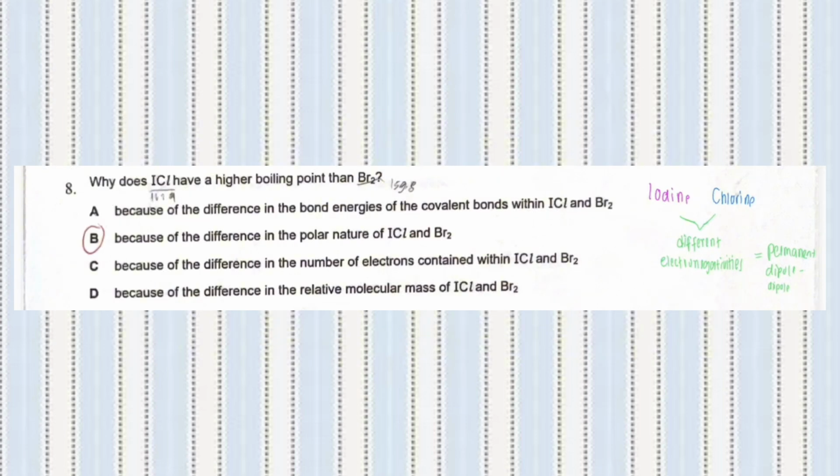Why does ICl have a higher boiling point than Br2? ICl is a polar molecule because iodine and chlorine have different electronegativities, and it creates permanent dipole-dipole force, while Br2 is nonpolar and only has weaker London dispersion force. So the answer is B.